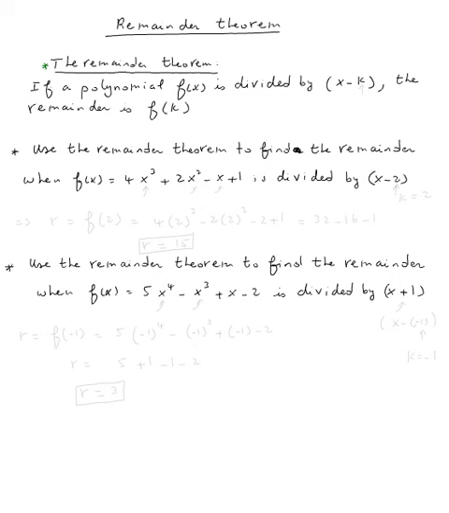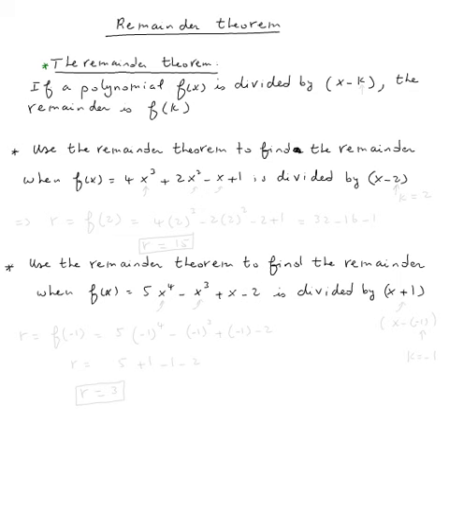The topic is the remainder theorem. The remainder theorem says if a polynomial f of x is divided by a polynomial x minus k, then the remainder is f of k. So let's apply the theorem in these two examples.